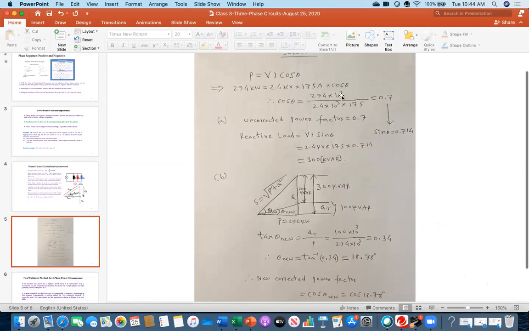Everybody, can you see? So first, everybody see, at first I am writing down P equal to VI cosine theta, because this is a single phase system. If it were a 3-phase system, I would write P equal to √3 VL cosine theta. Could you follow me in what I am telling?